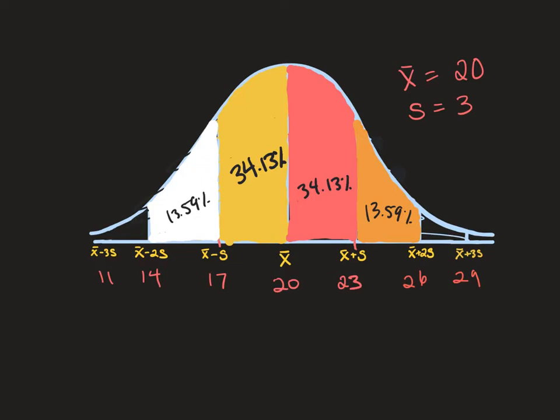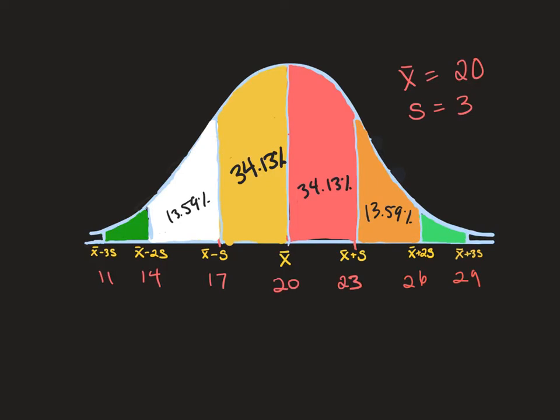So pause for a minute and think about what percentage of the curve falls from two standard deviations below the mean to two standard deviations above the mean. You should be getting that it's 95.44%. The way we get this is by adding the 13.59 plus the 34.13 plus the other 34.13 plus that last 13.59. Another way you could do this is adding the 13.59 and the 34.13 from either side and multiplying it by 2 because this is a mirror image.